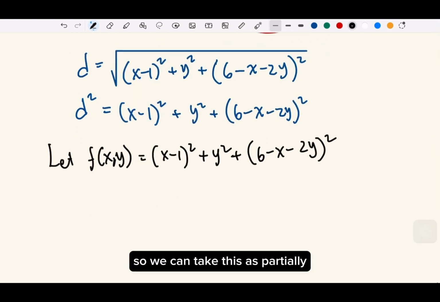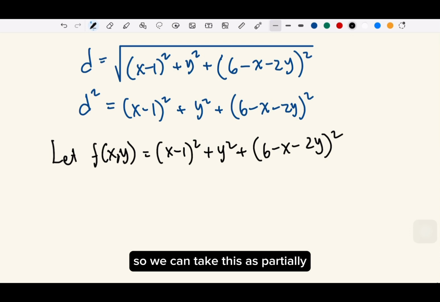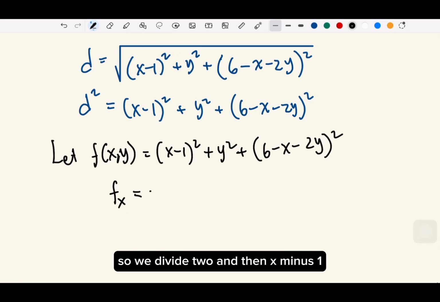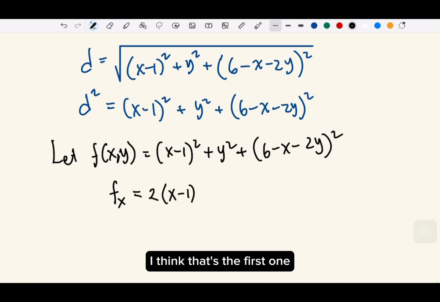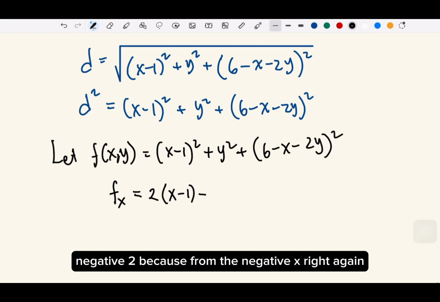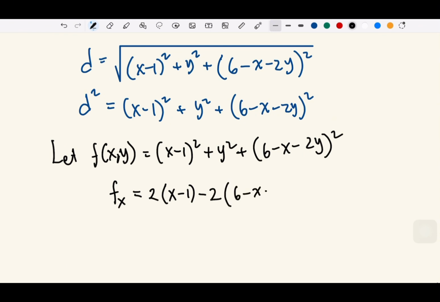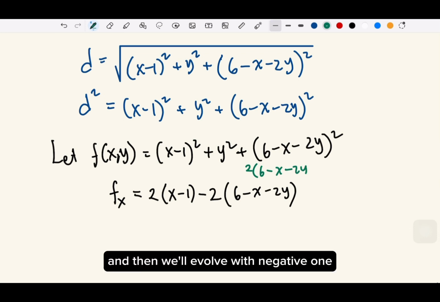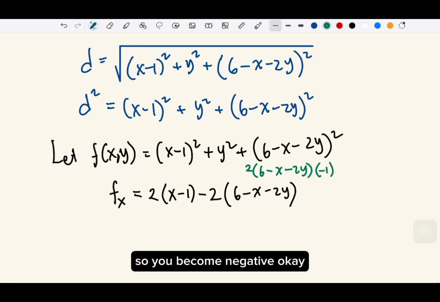Okay, so we can take the partial derivative with respect to x. We derive 2 times (x minus 1), I think that's the first one. And then the second one is on the right side. We have negative 2, because from the negative x. It's actually coming from 2 times (6 minus x minus 2y) and then multiplied by negative 1, so it becomes negative, okay?